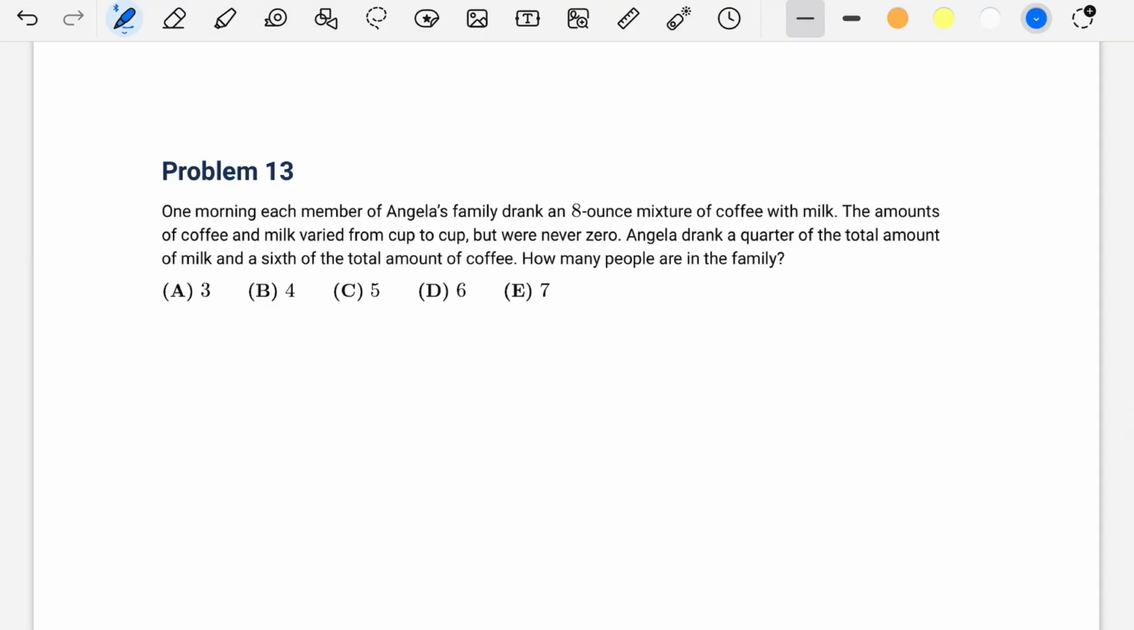Problem 13. One morning, each member of Angela's family drank an 8-ounce mixture of coffee with milk. The amounts of coffee and milk varied from cup to cup, but were never 0. Angela drank a quarter of the total amount of milk and a sixth of the total amount of coffee. How many people are in the family?